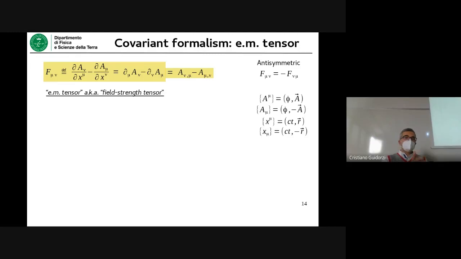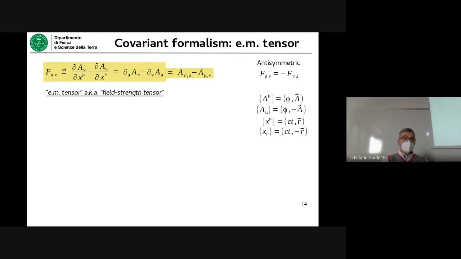Second property, which is apparent from the definition itself, is that it is antisymmetric. If you swap mu and nu, of course, you get minus the same guy. This is very important because it means that all the diagonal terms are 0. Whenever the two indices are equal, this guy is 0.